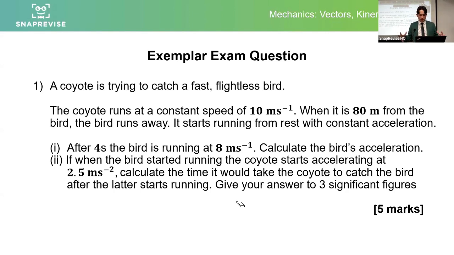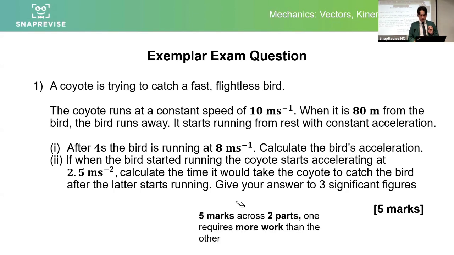Right, this feels like one of these questions where we're like, oh no, too much to take in. I've got to visualize it all. There's so much going on. It's fine. We're going to just break this down and think about what we know. So 5 marks across 2 parts. One requires more work, so it'll be split 2, 3. There's lots of values to plug into suvat that we've been given. There's kind of 2 situations even.